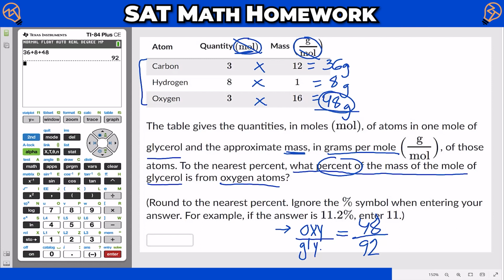If we do our division in our calculator of 48 divided by 92, and they're talking about to the nearest percent, right now it's a decimal, to make it a percent, you do times 100. And they're saying to the nearest whole percent. So we're going to look at the ones place. To the right of it is a 1. That tells us to stay. So it's going to remain 52.